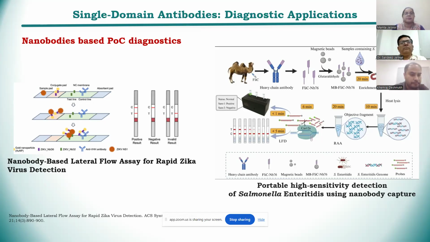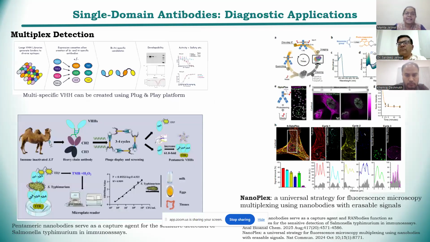Since they are small in size, making nanobodies in various formats is very easy. They can be used as a multi-specific VHH by just plug and play, combining different nanobodies together with small spacers or other tools. This is one example on the left hand side of the lower panel where one lab used pentameric nanobodies. It means they used 5 nanobodies as a capture agent for detecting salmonella.